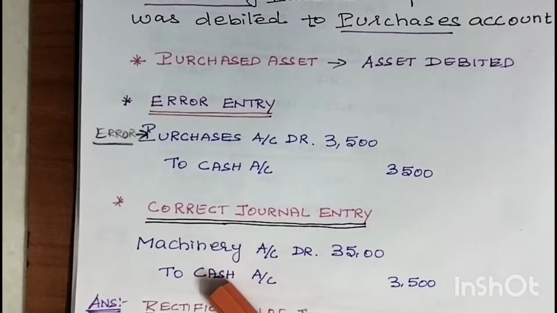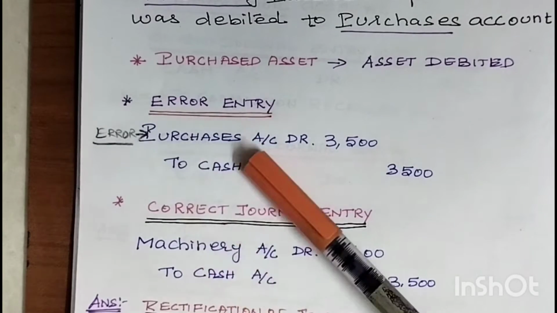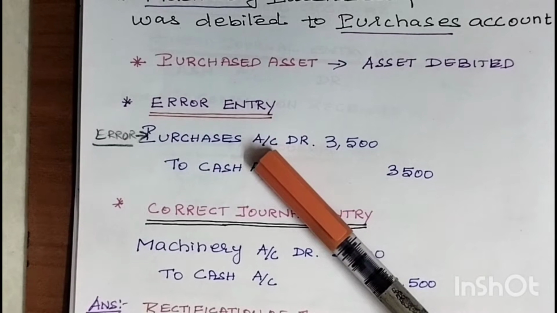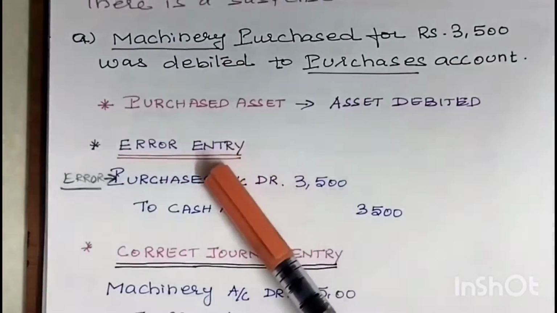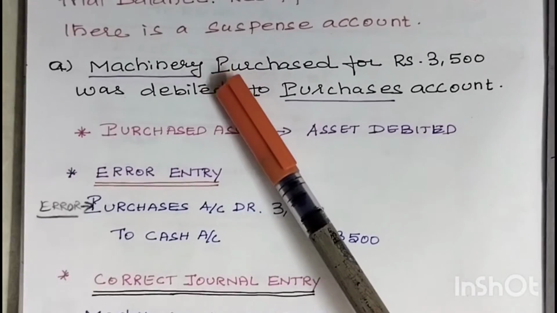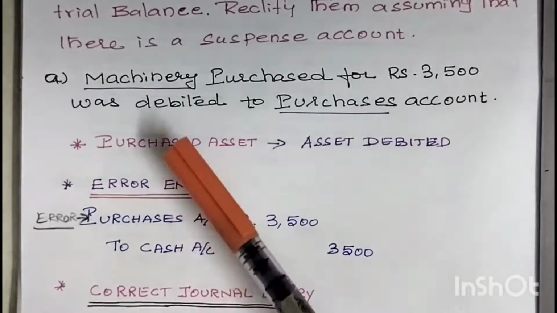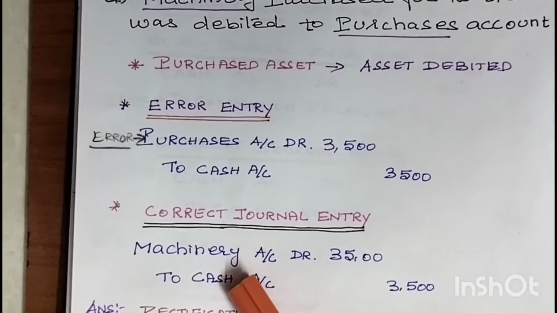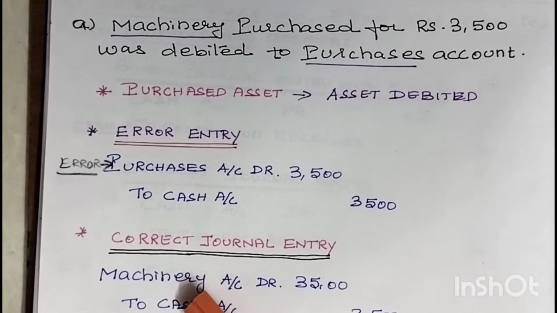We have to compare these two journal entries. Then only can we find out the error. This is the error journal entry they gave for this transaction. From this transaction, we passed the correct journal entry. We have to compare these two journal entries only. We have to identify which side has the error.